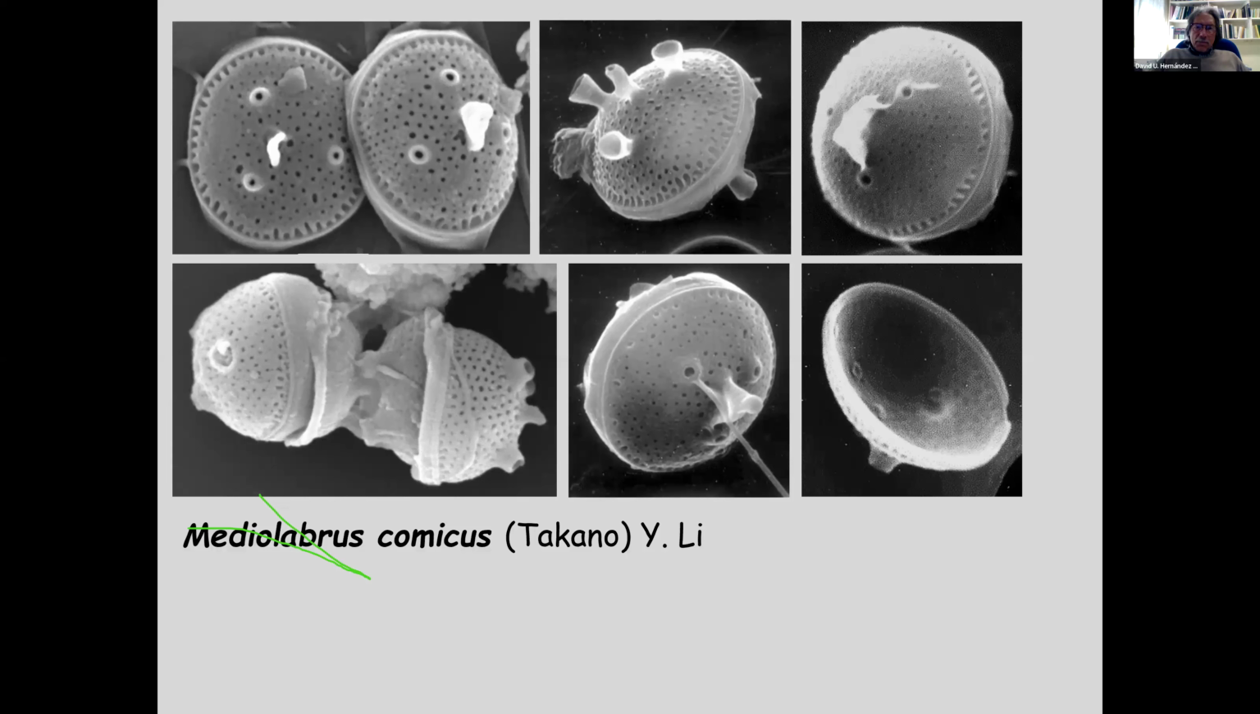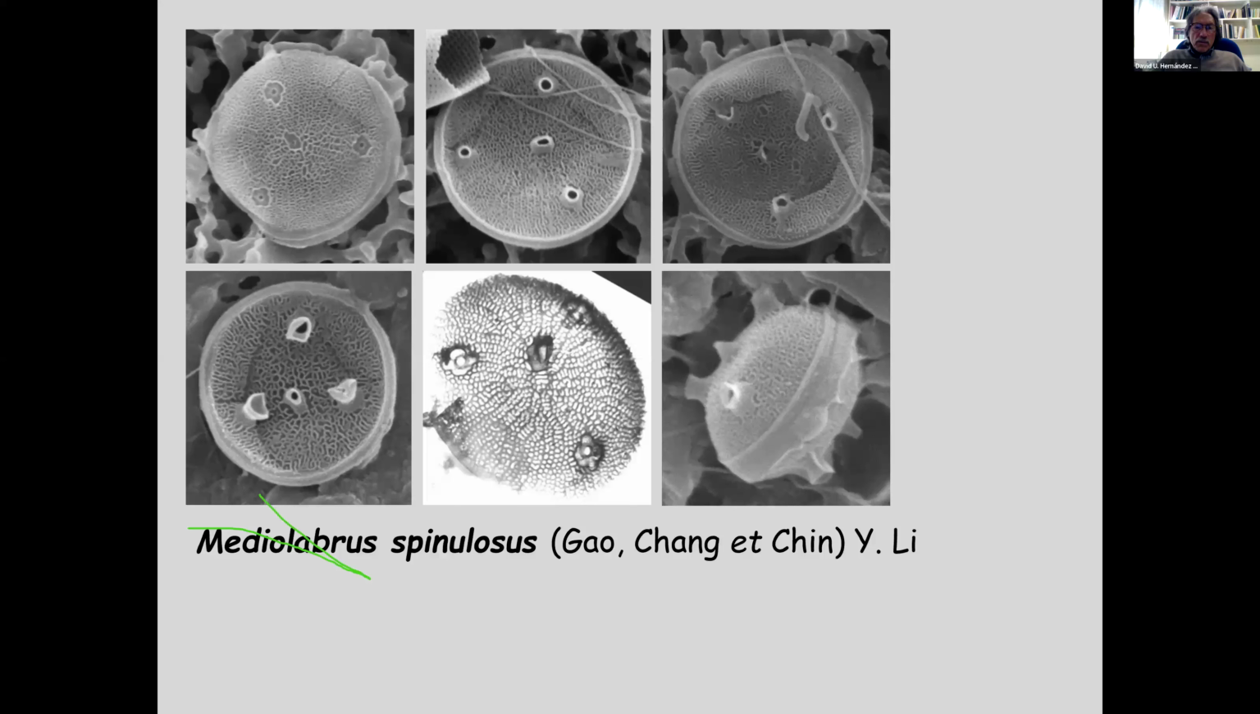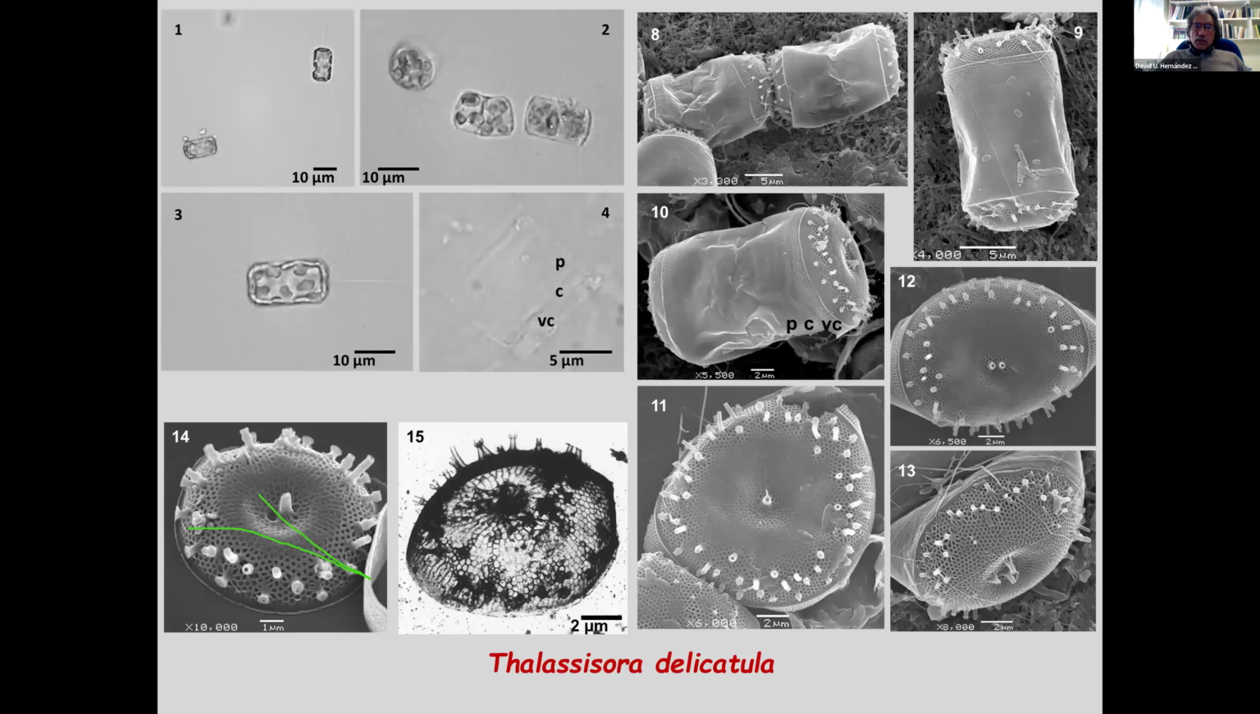Next genus is Mediolabrus, which is represented by Mediolabrus comicus, described by Takano in Japan. It is present in the Mexican Pacific. Mediolabrus spinulosus, which is a new record in the Mexican Pacific Ocean, described originally in China.